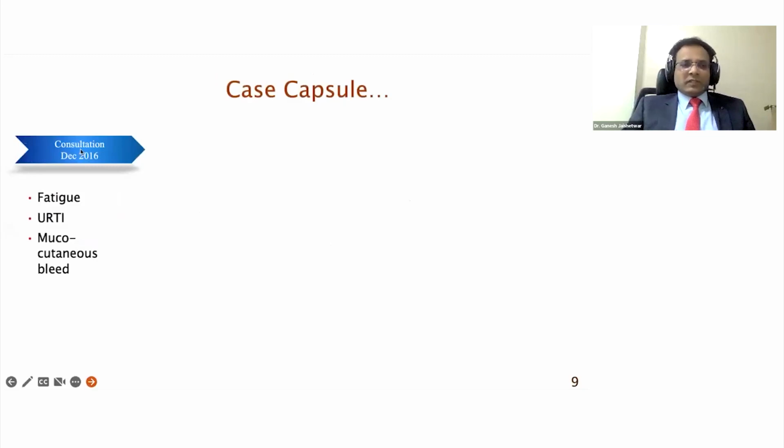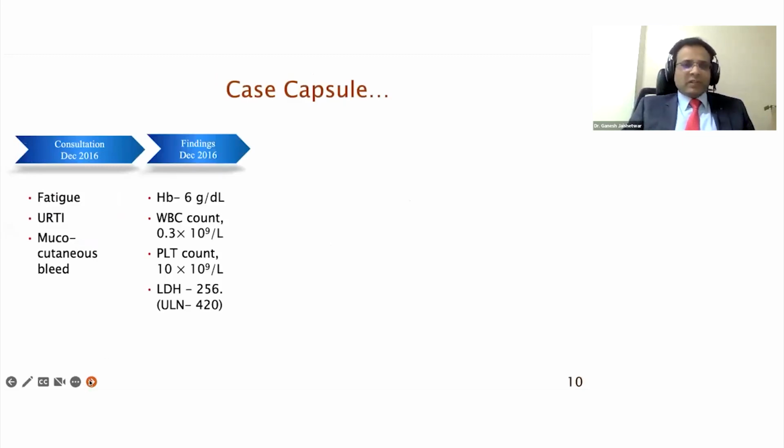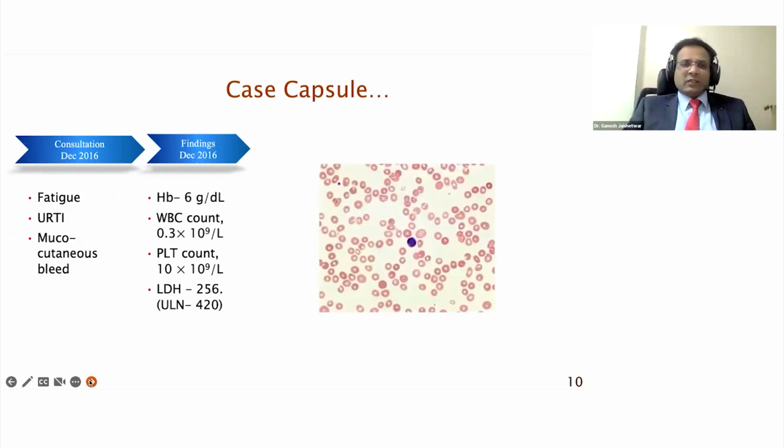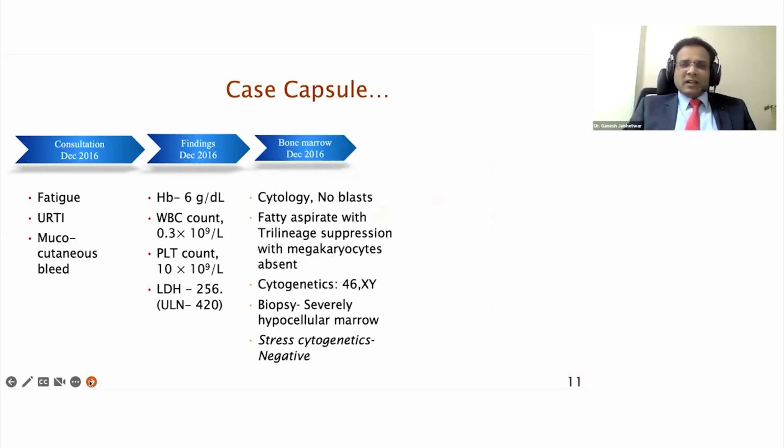So this was her presentation in December 2016: fatigue, respiratory tract infection, bleeding, and this was her hemogram picture, severe pancytopenia. You can see from the hemogram picture here, hemoglobin is just 6, WBC 300, platelets 10,000. And on the peripheral smear, you can see a just empty peripheral smear, occasional lymphocytes and very scarce red blood cells, and literally no platelets on the peripheral smear.